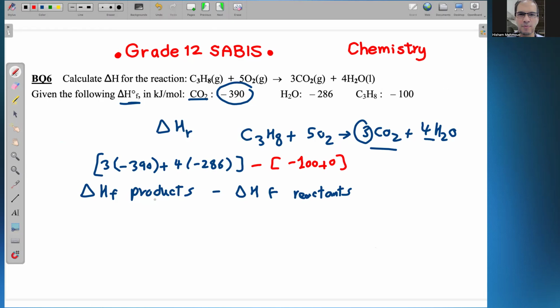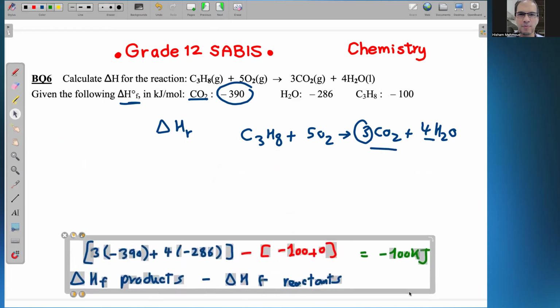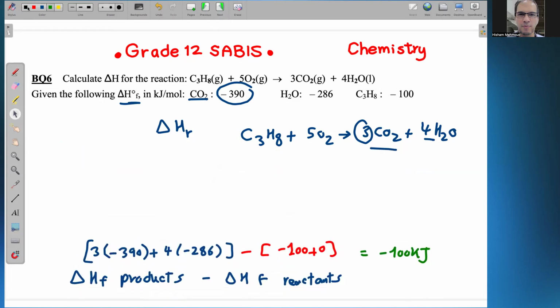So if I make minus 390 multiplied by 3 plus 4 times minus 286, minus minus 100, the result that I will get is equal to minus 100 kilojoules. If you don't understand where this came from, let me tell you, this is all from the Hess cycle. The Hess cycle is telling us that if you go from here to here, or you go from here to here, you remember the cycle? So if you go from A to B, it's the same as going from A to C, then C to B.